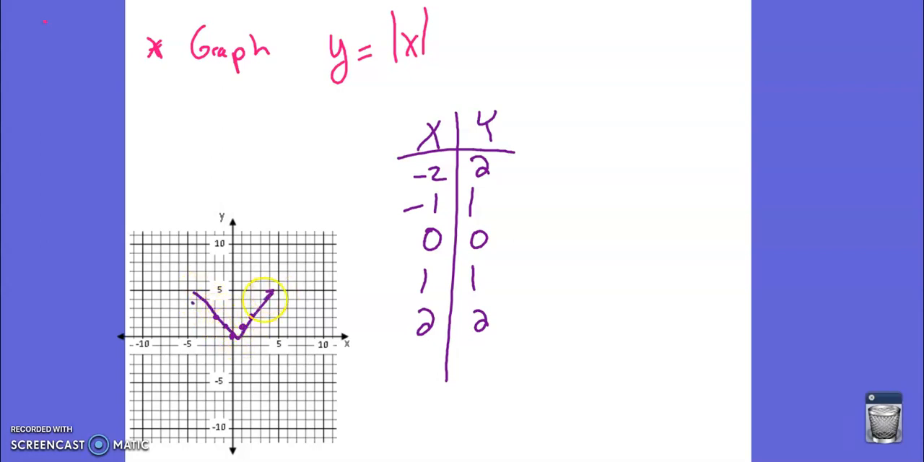Because of the absolute value, everything's going to stay positive. The y value is always going to be positive. You'll never have anything down here because y has to be a positive value. Everything in that column is going to be positive for y because of the absolute value.